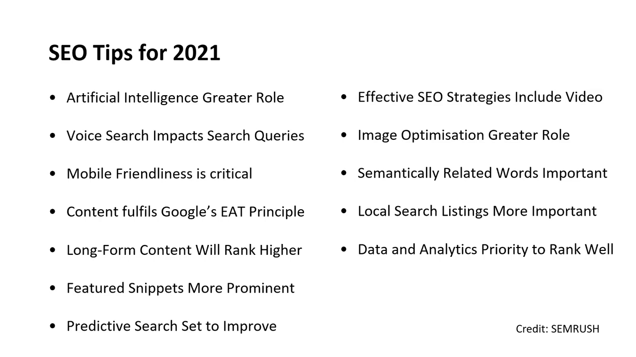Predictive search is set to improve. They're already changing the algorithms on some of the search. I don't know whether you've noticed those changes already. Effective search engine optimization strategies clearly in this day and age have to include video and imagery. Certainly high ranking. In some cases, you will find that the YouTube channel of a company ranks higher than their website. That's a good example of why video is important.